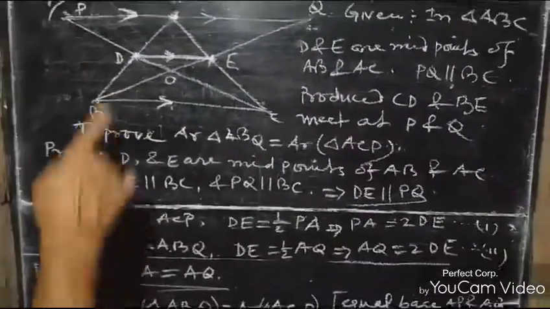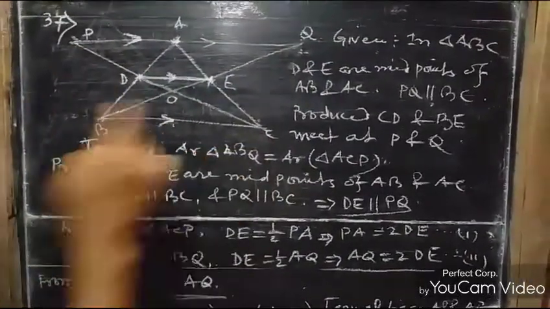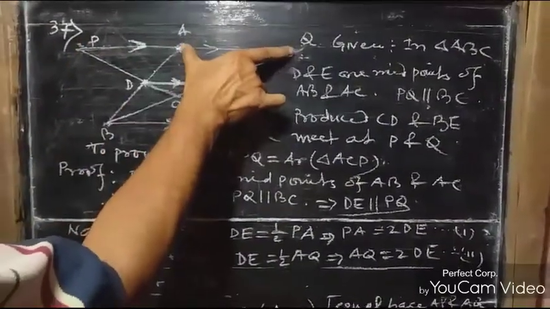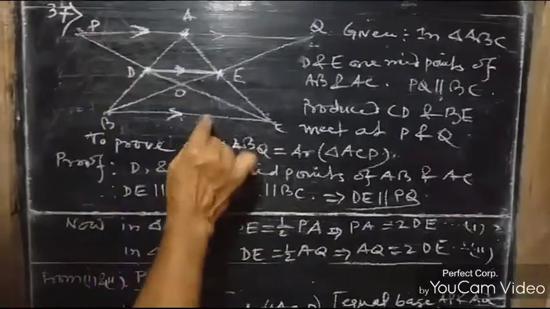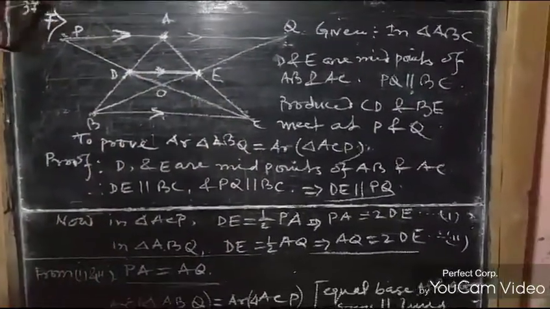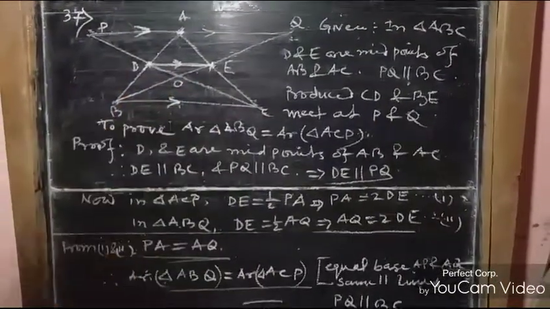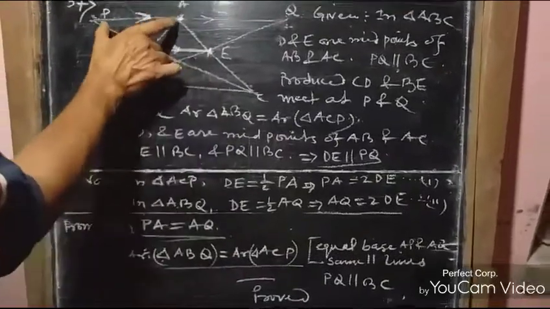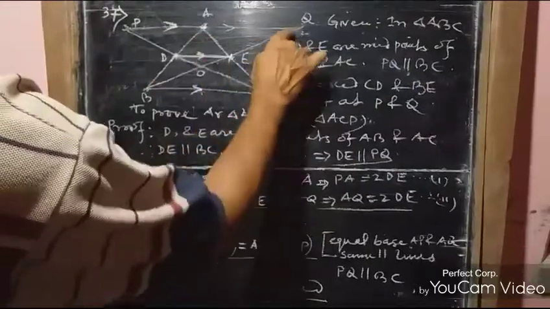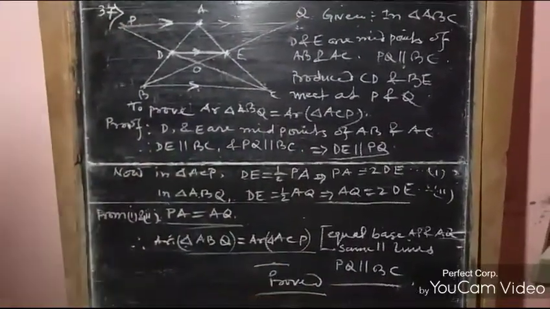Now in triangle ABQ and triangle APC, see here these two triangles have equal length of base and are between the same parallel lines. So their areas are the same. That is, area of ABQ will be the area of ACP. Because AP equals AQ and they are between the same parallel lines, that is PQ and BC. So we can tell the areas are equal, that is proved.